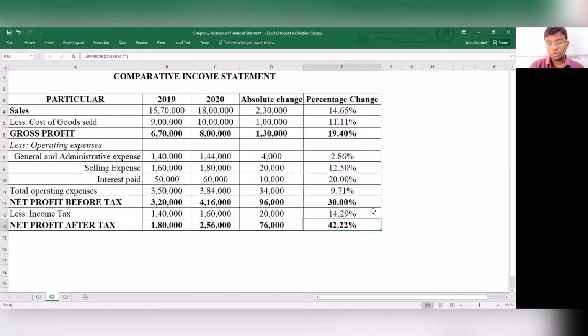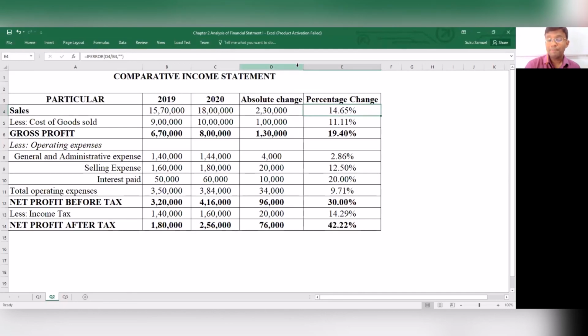Next, what I want to bring to your notice is the net profit after tax. Net profit after tax has increased by 42.2%. Now, if you notice, with a 15% increase in sales, you managed to bring about an increase in your net profit by 42.2%. With a 15% increase, there is a 42.2% increase in your overall profit. So this is actually a sign of efficiency for your organization.